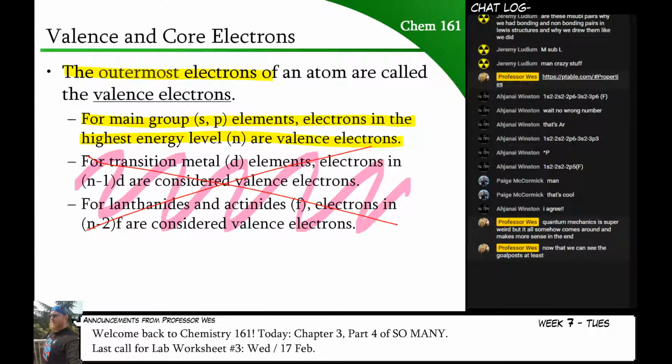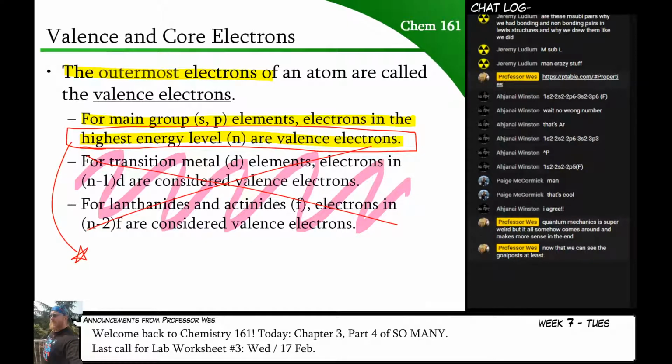And what we're going to just say is that the valence electrons for any element are just these: the electrons in the highest energy level N. This is what you care about. So when you look at an electron configuration, you're going to look for the highest N. And those electrons are the valence electrons, and then you'll count them.